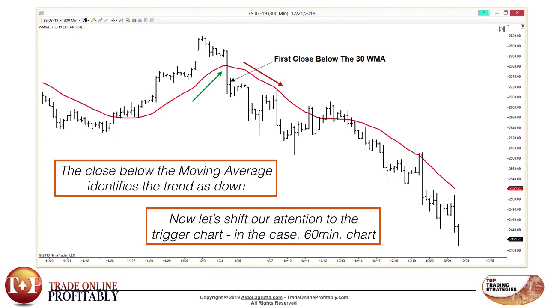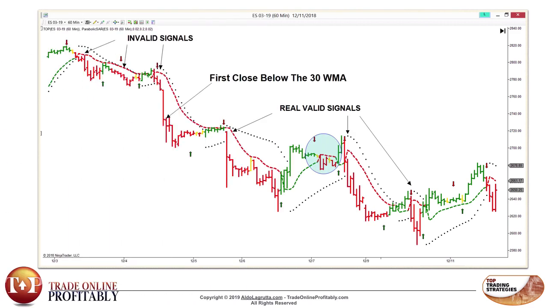Because the trigger chart is the one from which we would be taking and executing our trade signals, it is only on this chart that we would be placing the top indicators. The reference frame does not need anything other than the 30-weighted moving average. This here is the lower time frame, our trigger chart with the top indicators on.